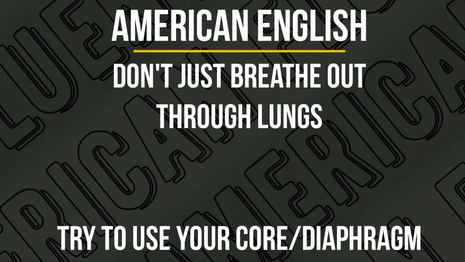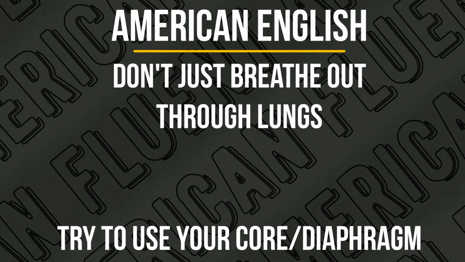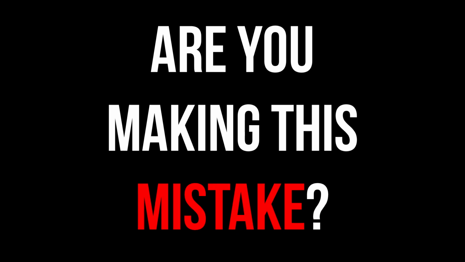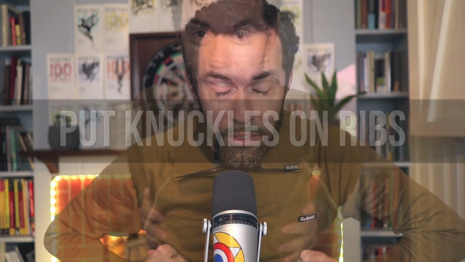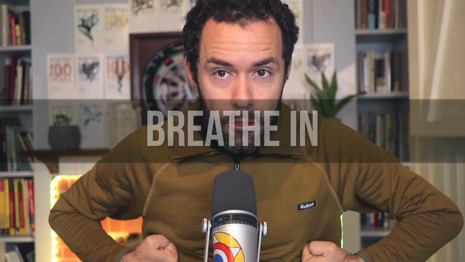When you speak in American English, you want to feel your diaphragm engage more. Too many English learners are speaking from here instead of down here. There's another way to check yourself. Put your knuckles on your ribs. Breathe in and breathe out.